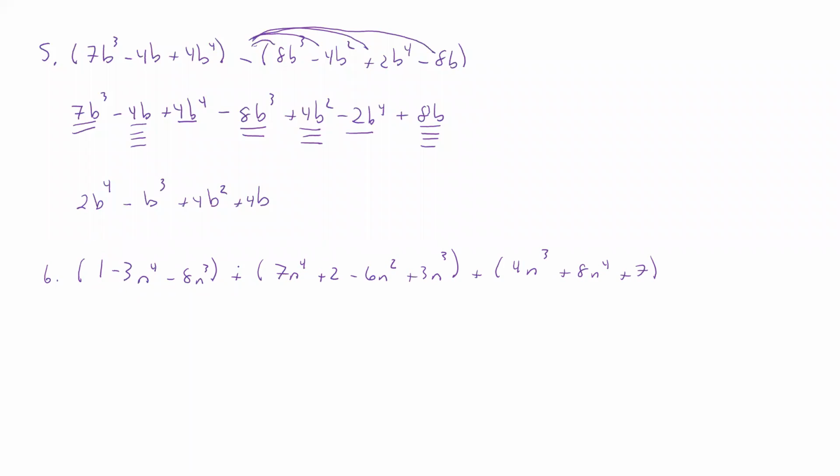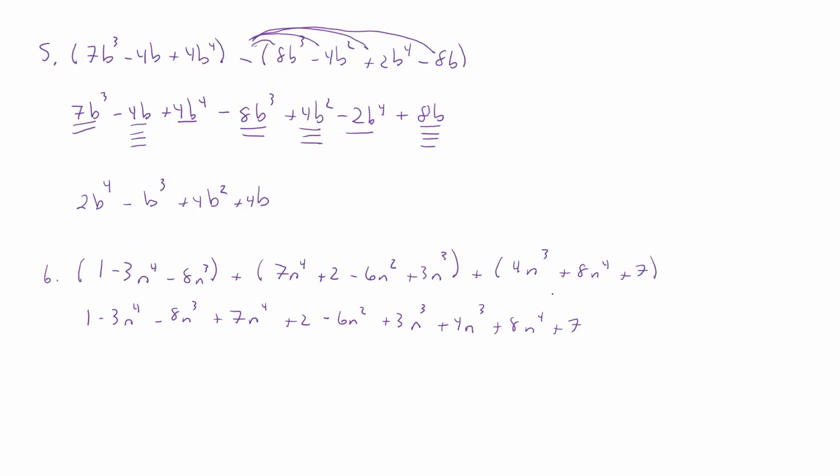Now, because they're separated by plus, basically what we can do is drop all of the parentheses and we don't have to worry about changing any signs. So let's go ahead and do that first. And so writing it down, hopefully writing all the right ones down. And plus 4n cubed plus 8n to the fourth plus 7.